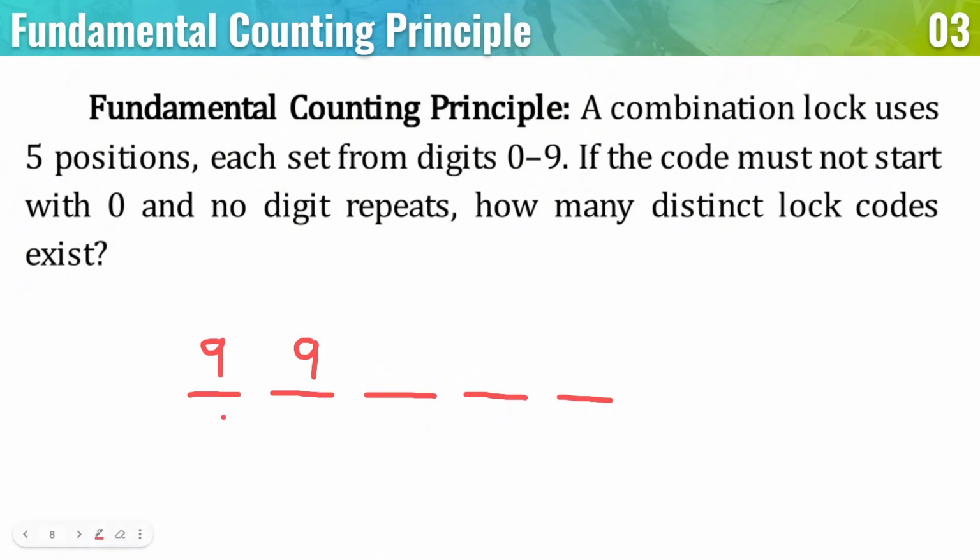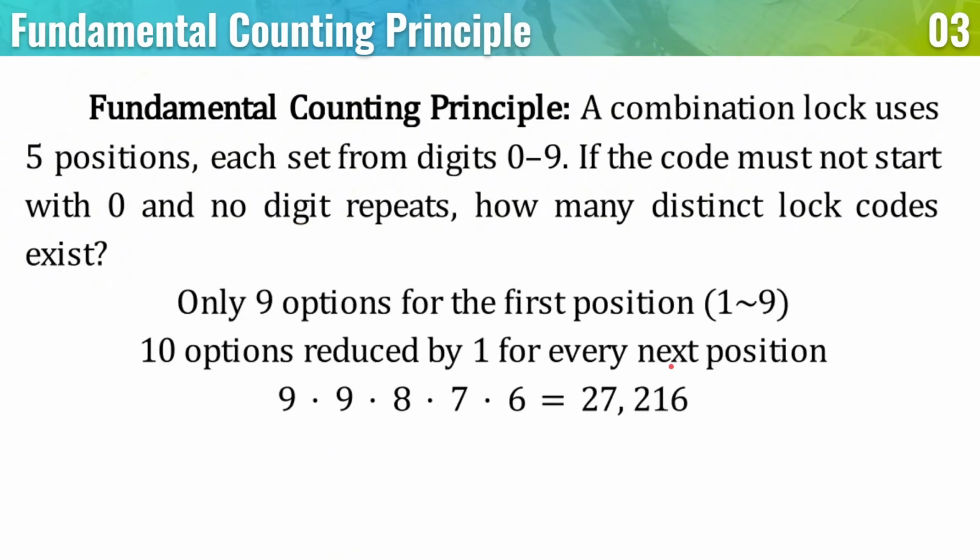So for example, we pick here 2. So the digits we can have on the second one are 0, 1, 3, 4, 5, 6, 7, 8, 9, and so on. If we continue this pattern of no digit repeating, we have times 8, times 7, and times 6. So only 9 options for the first position, and the 10 options are reduced by 1 for every next position. We end up with 27,216 options.